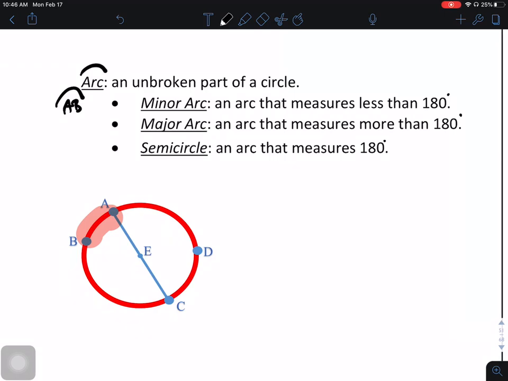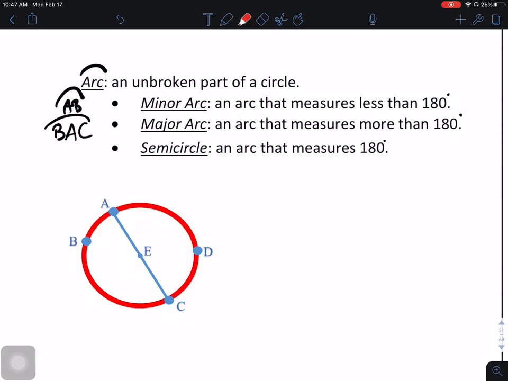Major arc: an arc that measures more than 180. Major arcs always use three letters. If I say arc BC, and we didn't use three letters, you wouldn't know if I meant this one or this one. Since a major arc uses three letters, arc BAC is a major arc. If I wanted to refer to the short distance from B to C, I would use two letters. It would be arc BC.